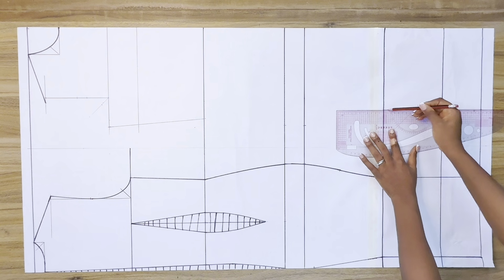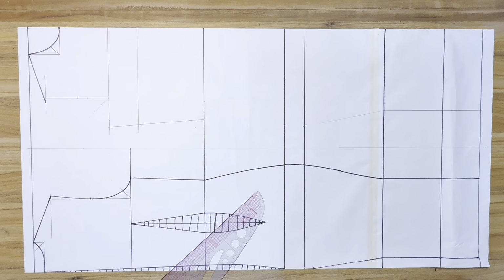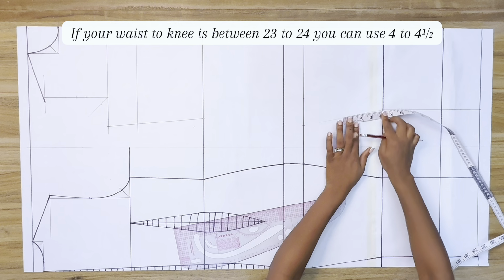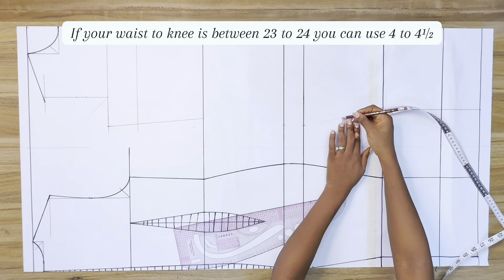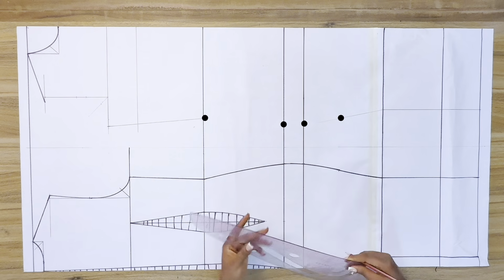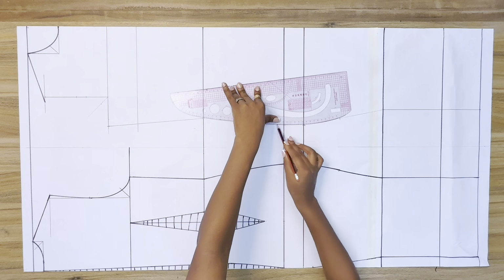Now connect the point on the mid-thigh line halfway to meet the point on the lower hip line. And then along the slanted line, measure upward from the mid-thigh line 4.5 inches. Now using your curve ruler, connect all these points together to form the side seam.